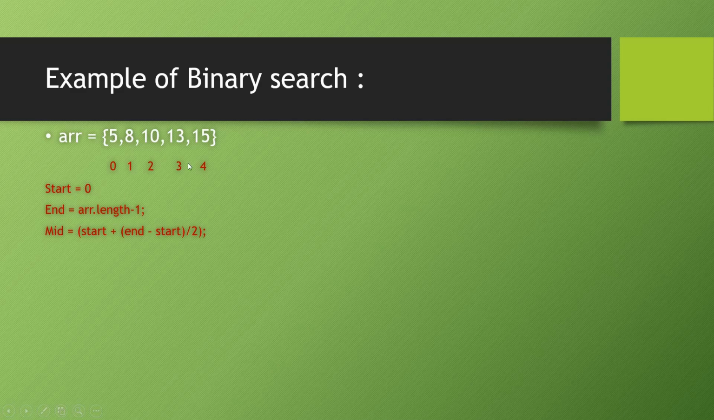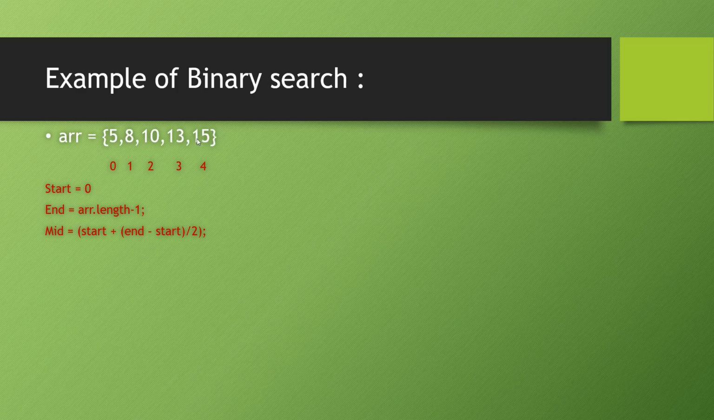So we want to find the element. Suppose our target element is 13. We want to find the index of the target element, which is 3. The index of the target element is 3. So what do we do in the binary search algorithm, how do we execute this algorithm? This is an array like 5, 8, 10, 13 and 15. The index of the 13 element is 3, and we want to find the index of 13, which is 3, by using the binary search algorithm.